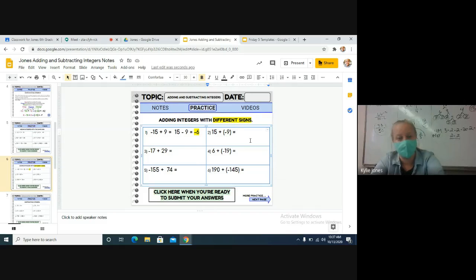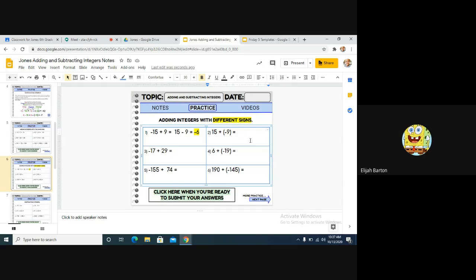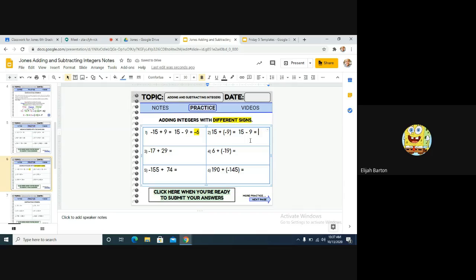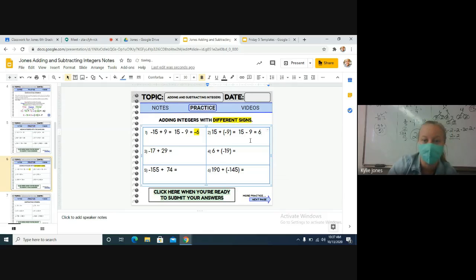Let's look at our next one. Number 2, 15 plus -9. Again, ignore the signs. Is 15 or 9 bigger? 15 is bigger, so that goes first. We're going to subtract the smaller number, which is 9. And again, 15 minus 9 is 6. Good.